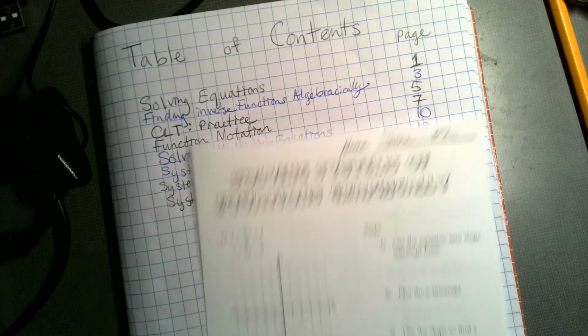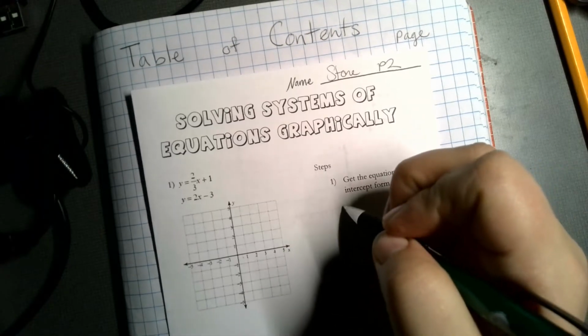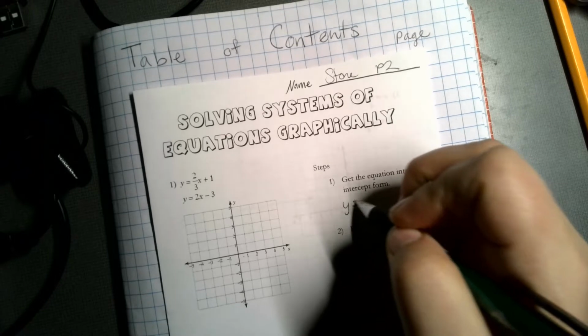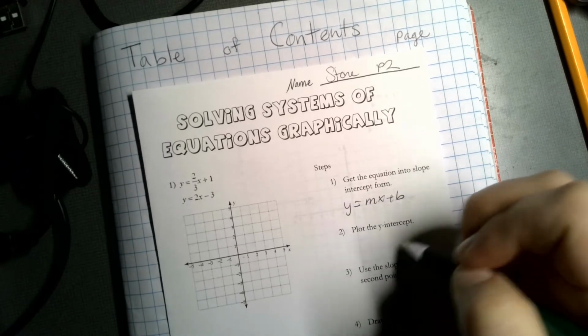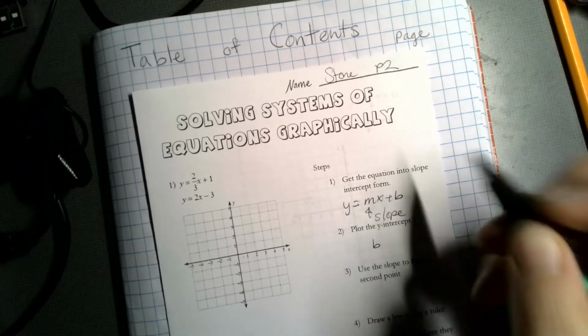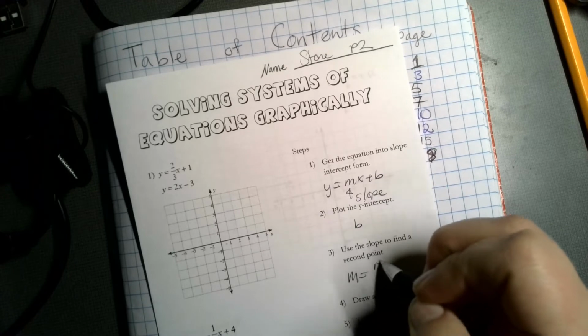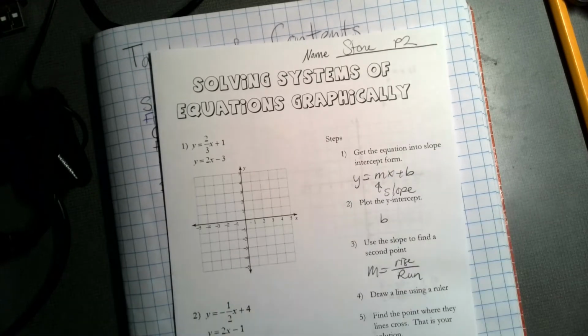Okay. And this is pretty simple. You just have to know how to graph. So we're trying to get it in slope-intercept form. Your y-intercept is your b. This is your slope. Remember, your slope is just going to be rise over run. And you're just going to graph it.